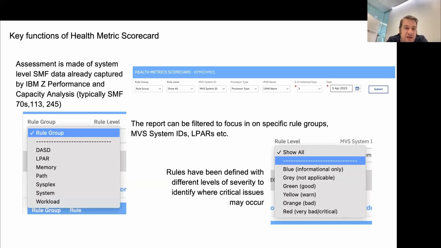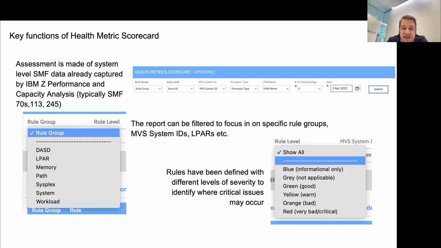So the key functions are taking the SMF data that you're probably already capturing. Certainly if you've been using IZPCA for any period of time, you are probably capturing, well, everyone is capturing the SMF70s. Also the 113s and 245 records are also being used for certain rules. If you are not collecting the right SMF data for the rule that is being assessed, that rule is just skipped as you run through this.